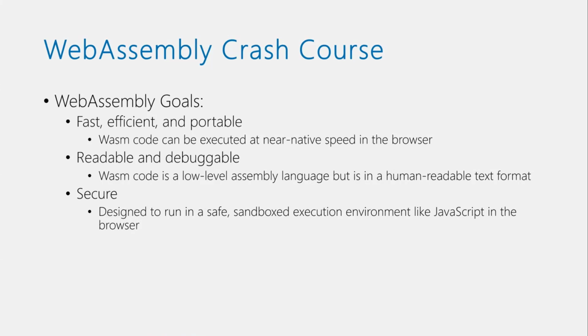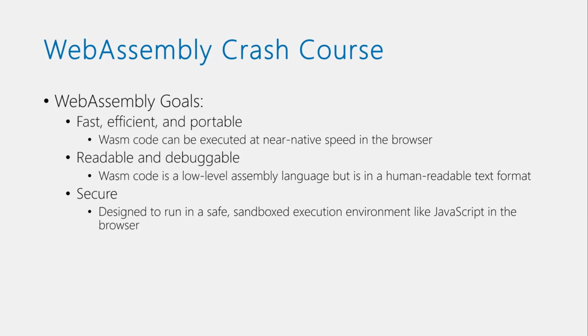And so they have three big goals here. One is fast, efficient, and portable code. The WASM code, WebAssembly code, can be executed at near native speed in the browser. The other thing is it can be readable and debuggable. It's a low-level assembly language, but in human-readable text format. Now, a caveat here: don't try to write this yourself. I mean, you can if you want to, but you're going to waste a lot of time. WebAssembly was meant to be a compiler target, a transpiling target. So you take your C, C++, C#, Ruby, whatever other language, and transpile it into WebAssembly to be able to run it in the browser.